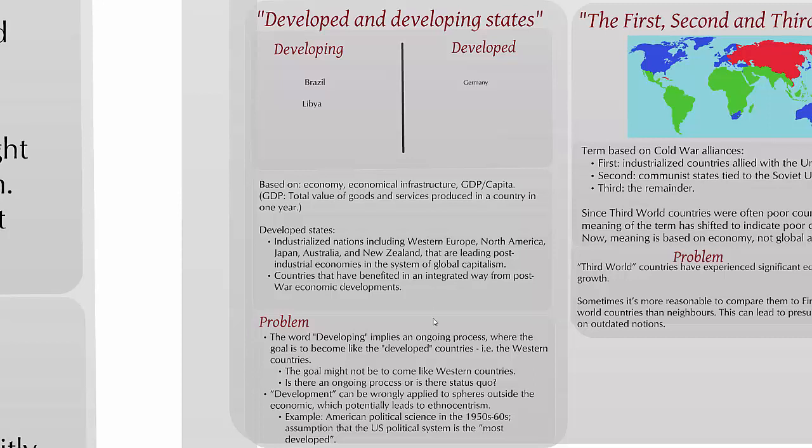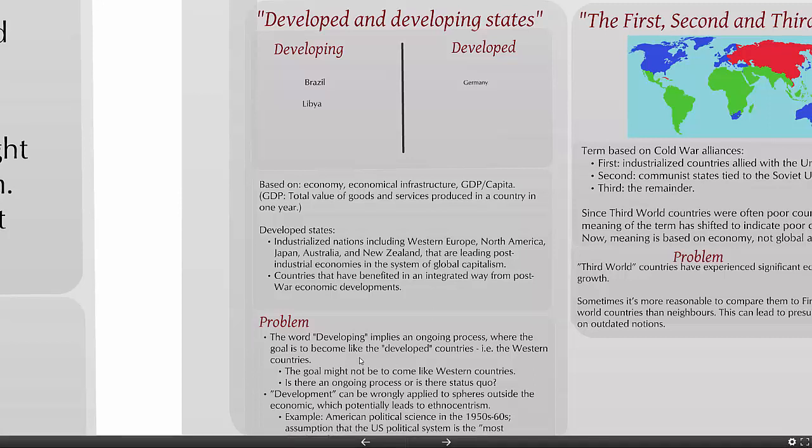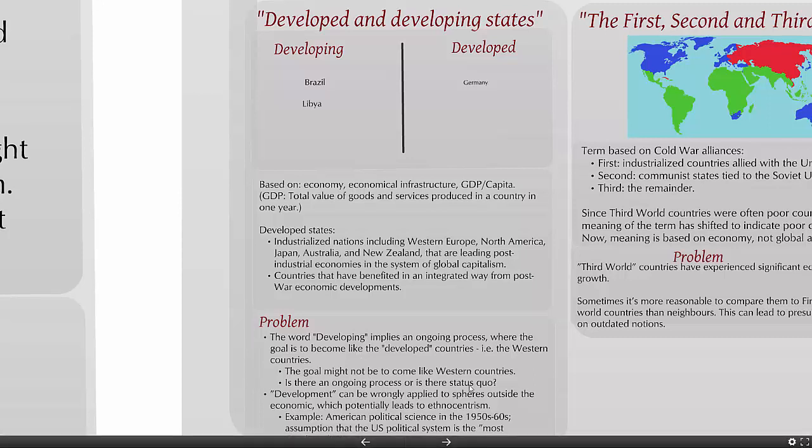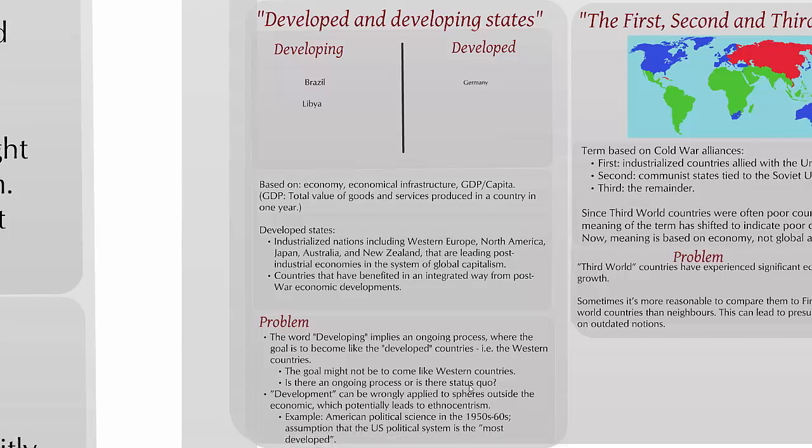The problem here is that the word developing implies an ongoing process. What is the goal? Is it to become like the Western countries? That might not be the goal for other countries. They might have their own vision of what system and what type of society they want to have. Is there an ongoing process, or is there a status quo? That's a very good question and an important one. We try to track this. There's various ways of tracking the development of a country. The Human Development Index is one, and it's really a point of contention.